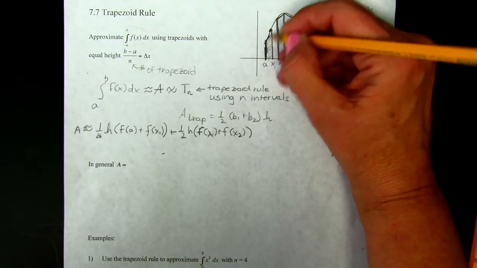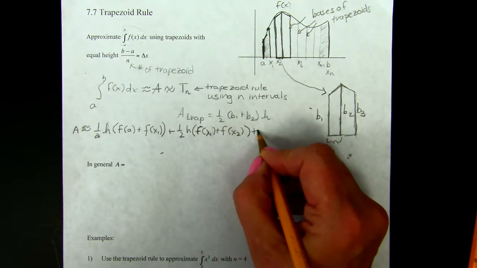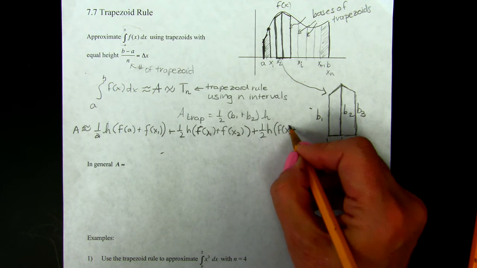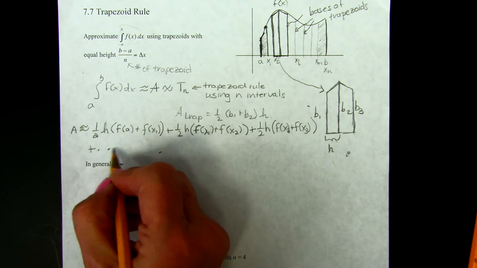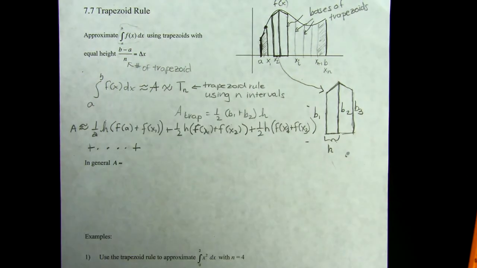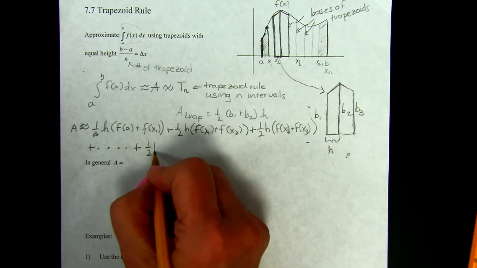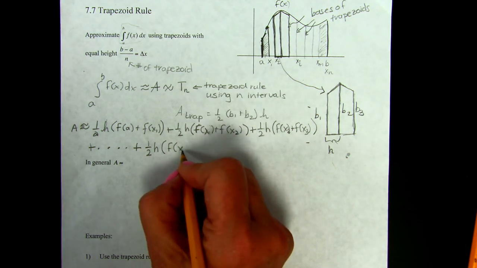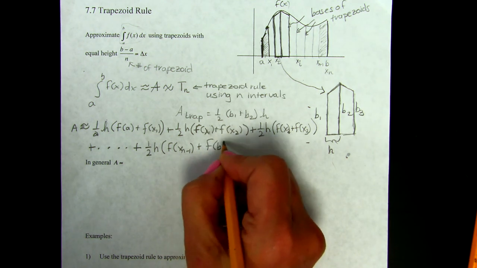These pieces go up to the curve, and if that curve is f of x, that's how long those pieces are. Then the next trapezoid is going to be 1/2 the height times f of x sub 2 plus f of x sub 3. And then we're going to keep doing that until we get to the last trapezoid right here, which is going to be 1/2 h times f of x sub n minus 1 plus f of x sub n, which is f of b.